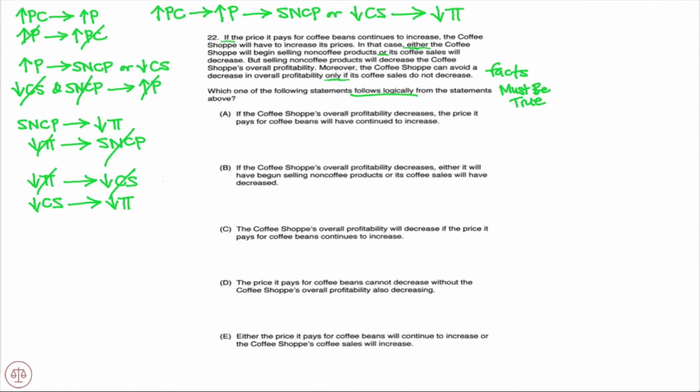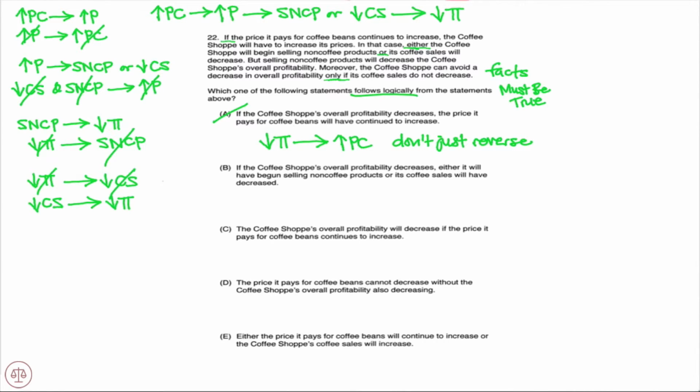Well, we know if introduces sufficient, so A is saying that if we see the drop in profitability, then it was because the price we are paying for coffee beans continued to increase. Notice that for me to take a drop in profitability and come all the way back here to conclude that the price I pay for coffee beans has continued to increase would be incorrect. We know don't just reverse, so A is not necessarily true and A would be eliminated. And again, just because all carrots are vegetables doesn't mean all vegetables are carrots.